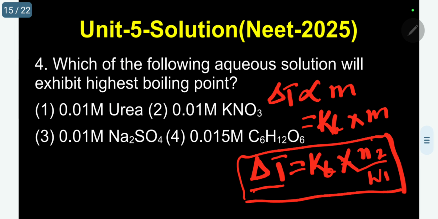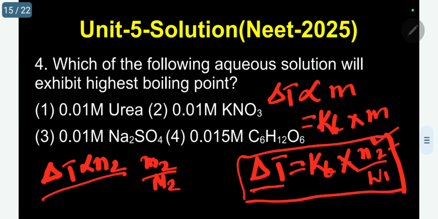So it depends on the number of moles of solute. That means N2 will be written as m2 by capital M2, mass. Please follow. So N2 is nothing but the number of particles. Mole means 6.023 into 10 power 23, the Avogadro number. So delta T is directly proportional to N2. So how to find out now? It depends on mass and also on the particles.